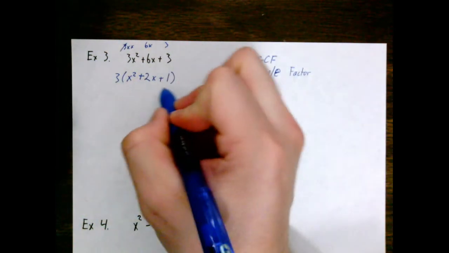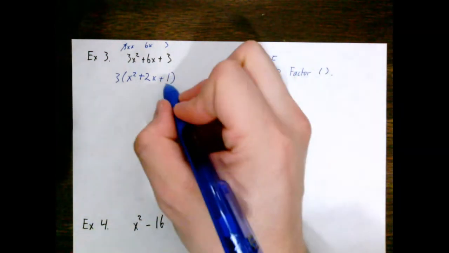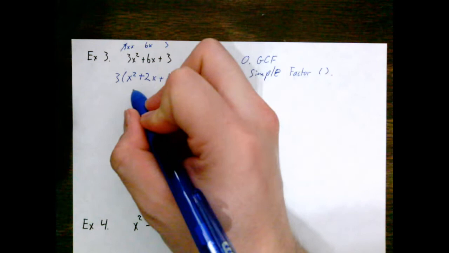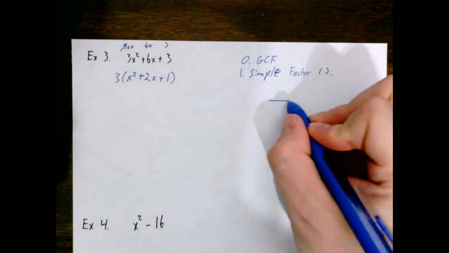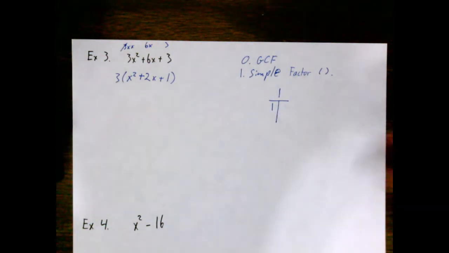So we're going to simple factor the parentheses. So we need 2 numbers that multiply to 1 and add up to 2. So we look at our factors of 1, and then you guys would say 1.